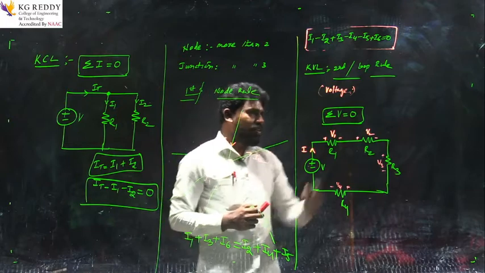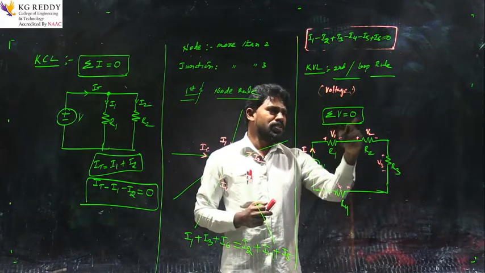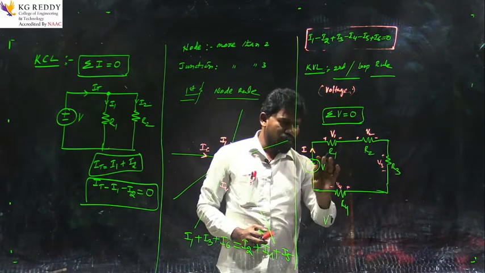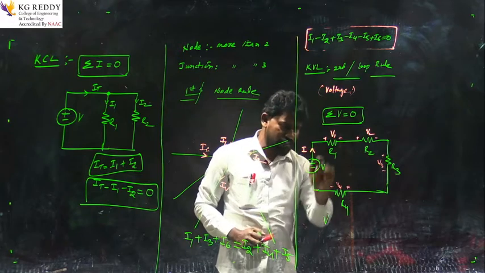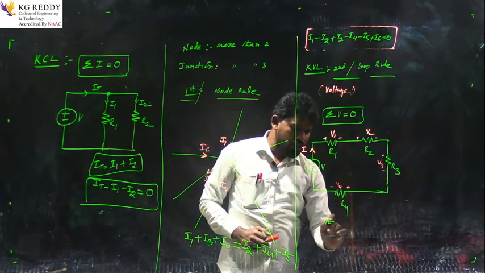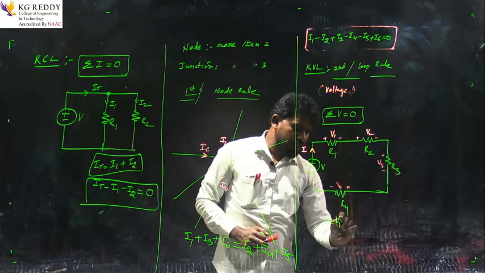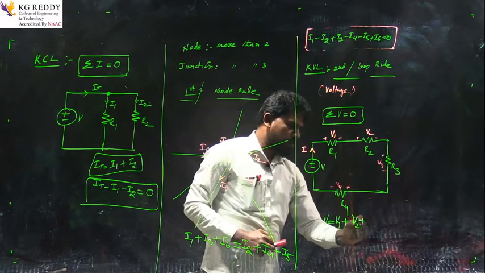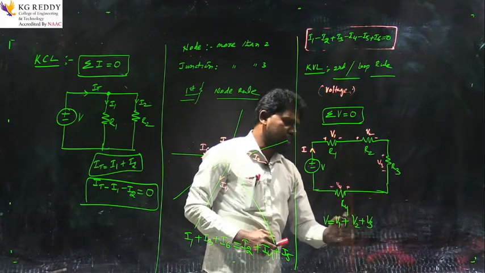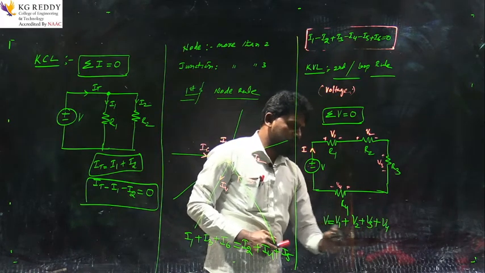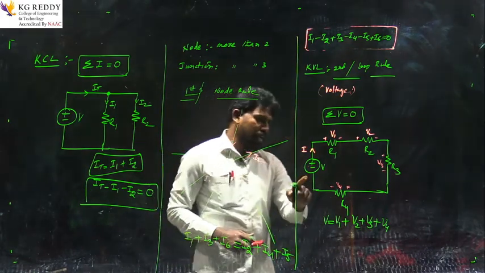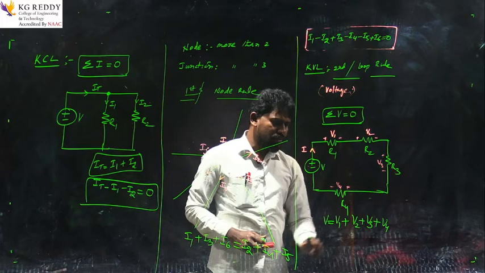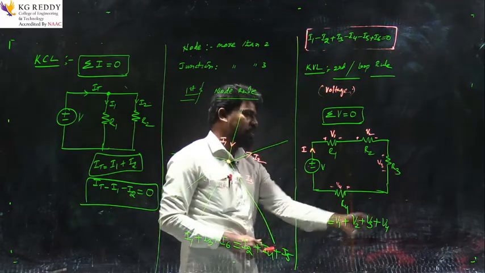5 voltages are there. What does Kirchhoff's voltage law say? Summation of voltages around the loop is equal to 0. So I am going to write these 5 voltages in the equation. That is V is equal to V1 plus V2 plus V3 plus V4. So the supply voltage V is equal to the summation of the voltage drops across each element.